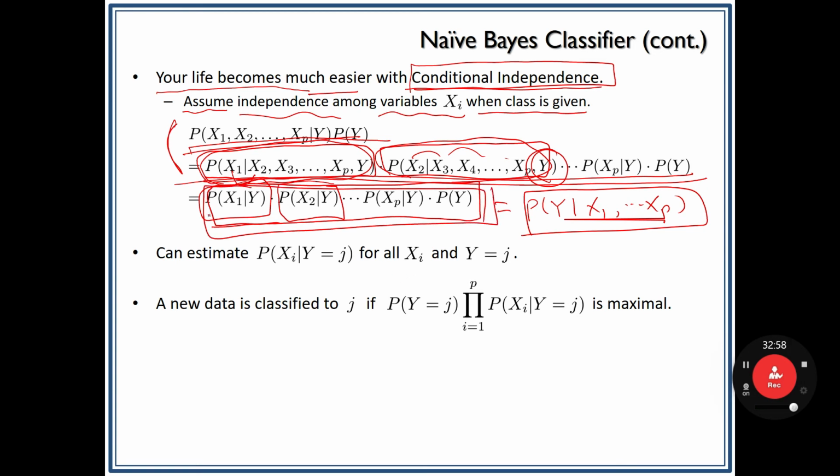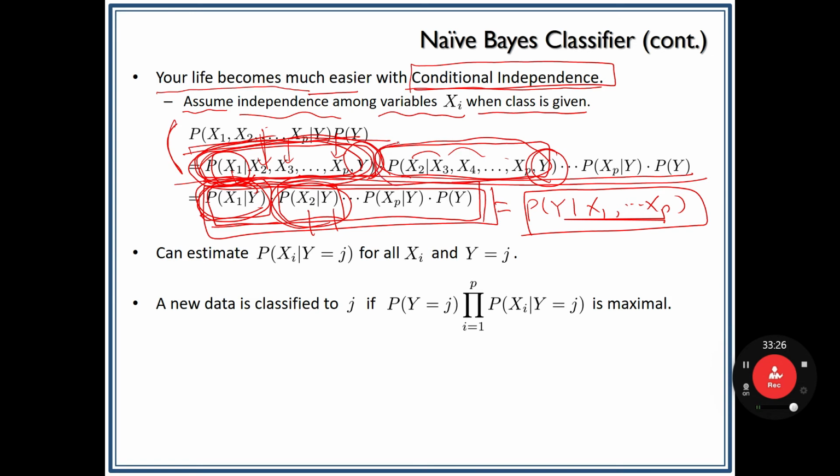Then why is estimating this one easier than this one? Because when we compute this one, we don't have to think about x2, x3 to xp. We just take a look at x1 and y. Only two columns from the training set.